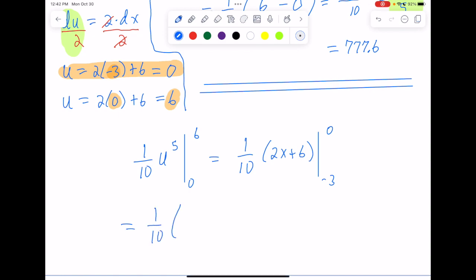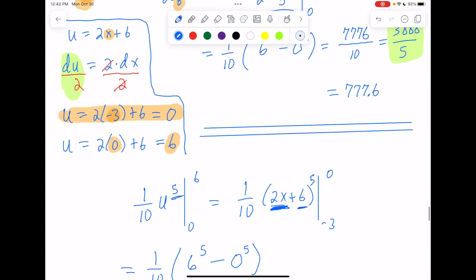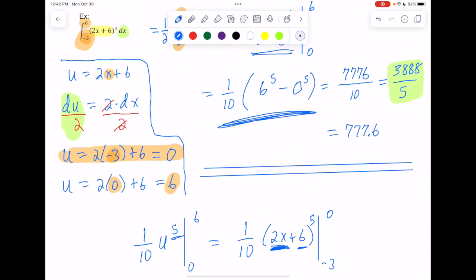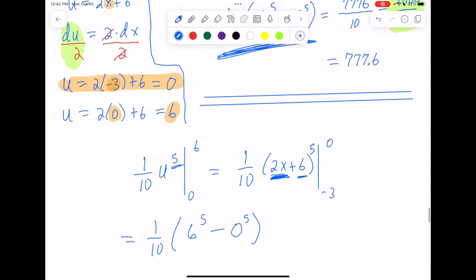We could plug in the 0. So when we plug in the 0, this part goes away, and we just end up with the 6. Sorry, this was to the 5th power from right here. So we end up with 6 to the 5th power minus, and then we plug the -3 in, and 2 times -3 is -6, plus 6 is 0. So we end up with 0 to the 5th power. And notice that's the same thing that we had up above, right? That's right where we were right there. So of course the answer is going to come out the same.